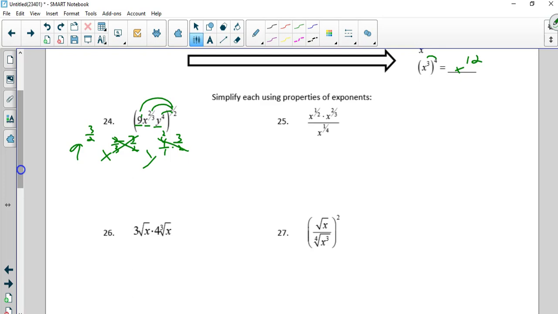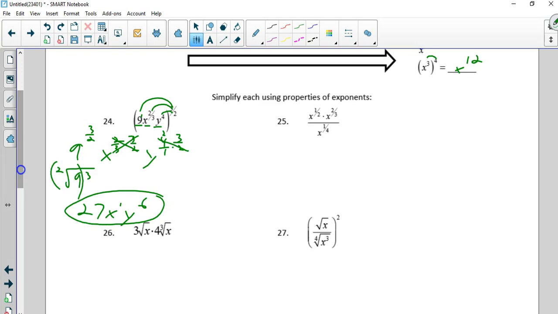So 9 to the 3 halves, remember, two ways to think about this. You can cube 9 and then take the square root, or you can take the square root and cube that. Well, I'm going to take the square root of 9, which is 3, and cube that and get 27. That's the quickest way there. Then, again, remember the x just was x to the 1, and we end up with y to the 6th. And that's it.